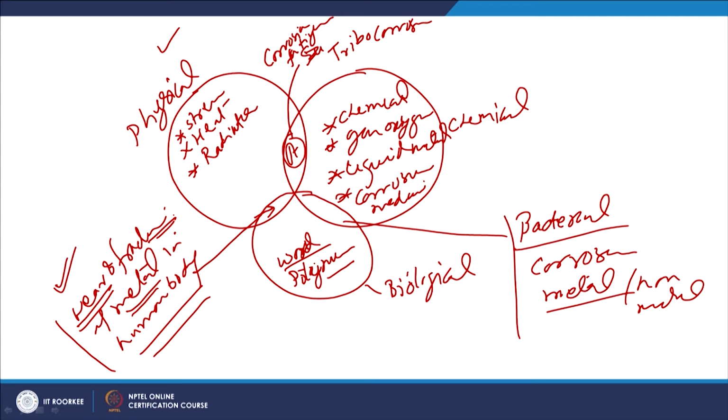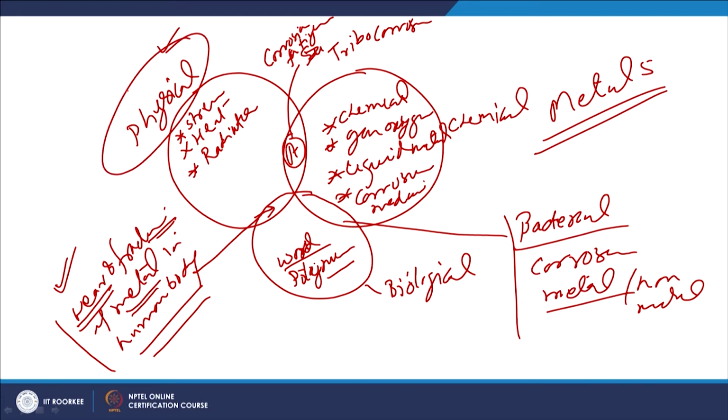Now in this subject, we will be focusing on the metals which primarily and significantly are affected by surface degradation due to physical phenomena, and we will also be talking about surface degradation due to chemical interactions in the form of corrosion or oxidation.